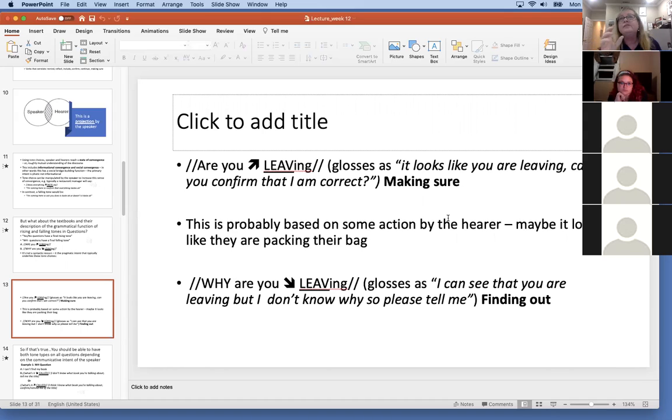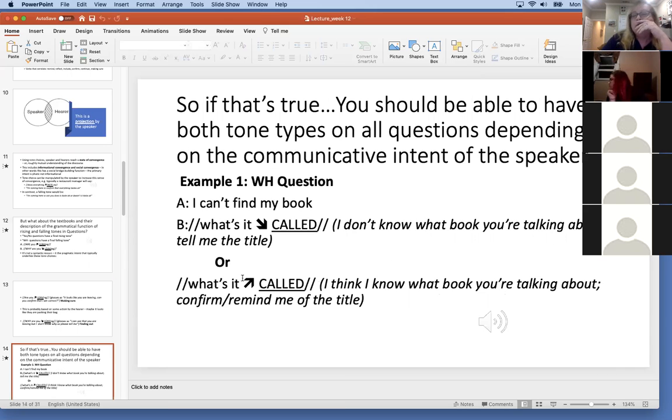Okay, so the difference is, "Are you leaving?" It looks like you're leaving. Can you confirm that you're leaving? Versus, "Why are you leaving?" Okay, I can see that you're leaving, but now tell me why. So you can look at all questions that have these structures, and that's going to be the underlying pragmatic assumption. So if you change it, you can see the difference in the assumption. So if this is true, if it's not syntax, it's pragmatics, you should be able to have both tone types, right, on both types of questions.